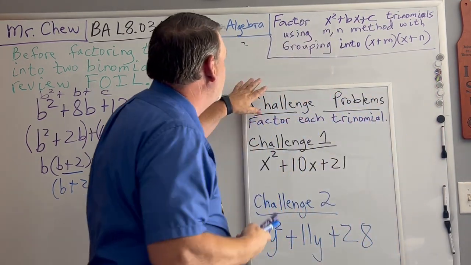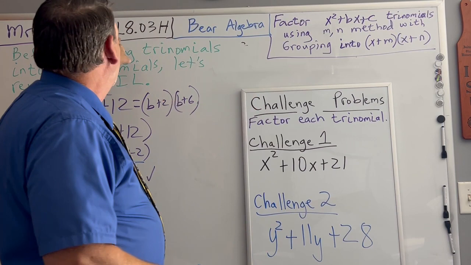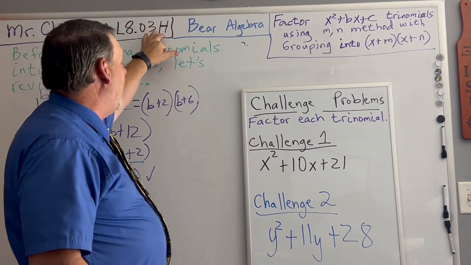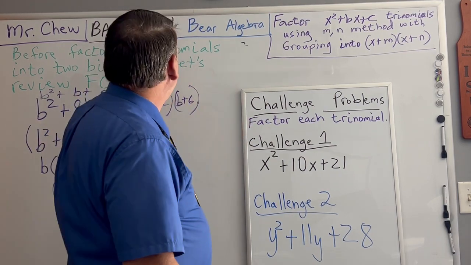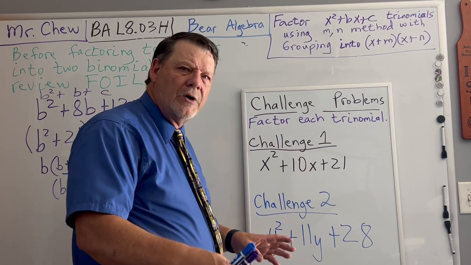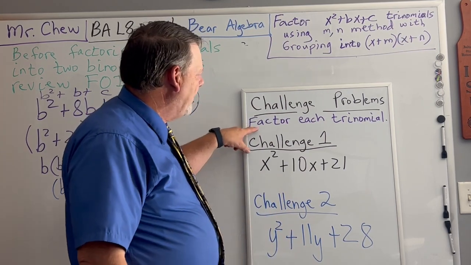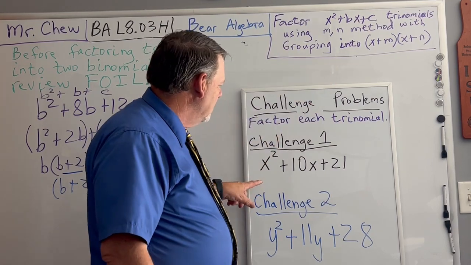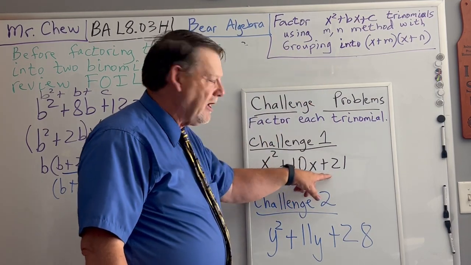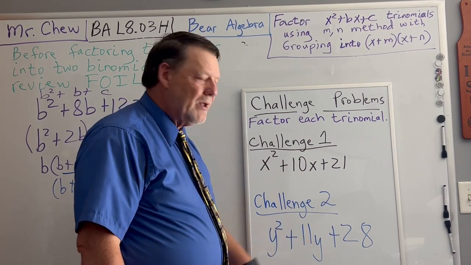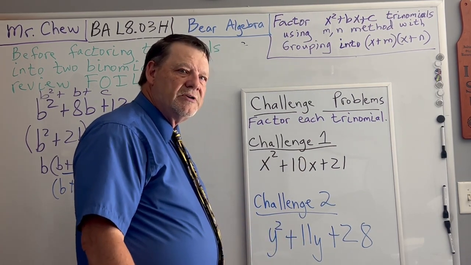So here's the challenge problems for Bear Algebra Lesson 8.03H. And whenever you see this, there'll just be an I here when you watch the solution. So write these down and pause it and then try it. So factor each trinomial using this MN method. So challenge 1, x squared plus 10x plus 21. Challenge 2, y squared plus 11y plus 28. Pause this now and work them.